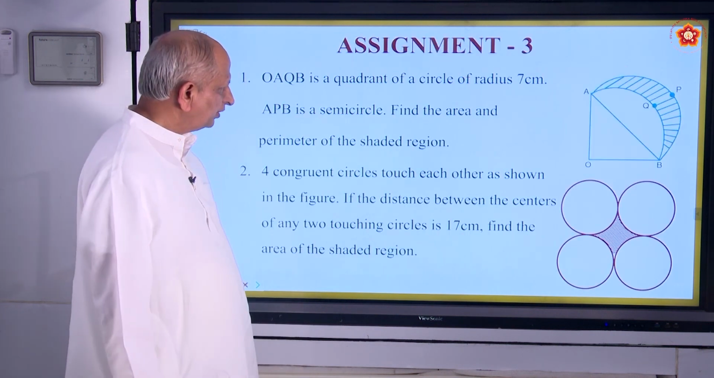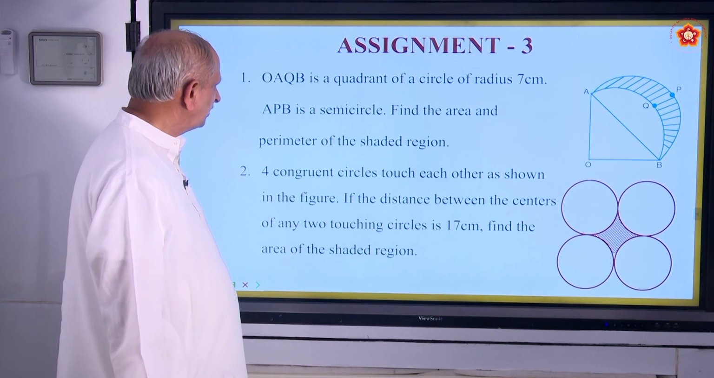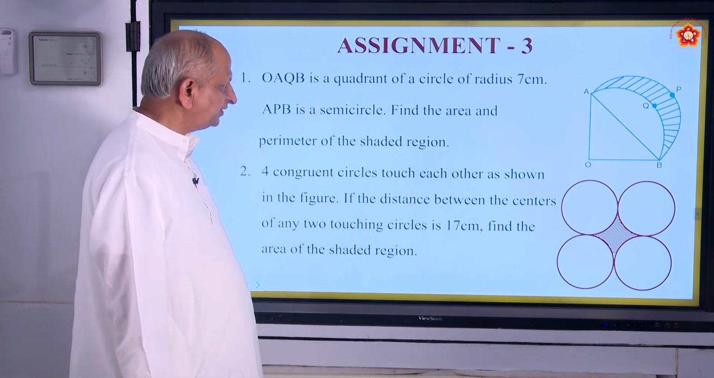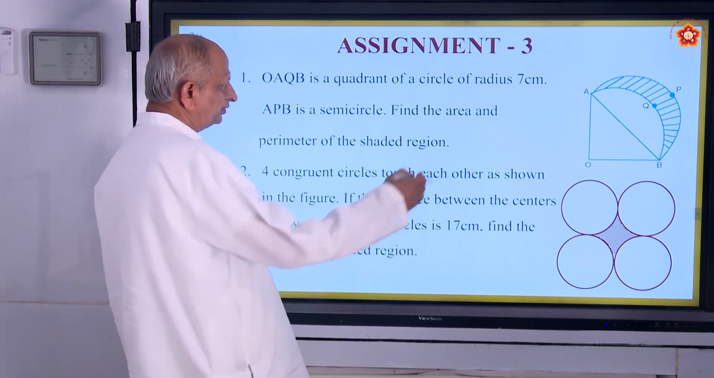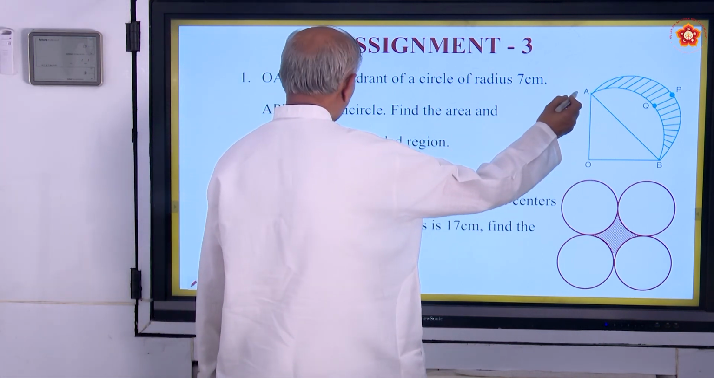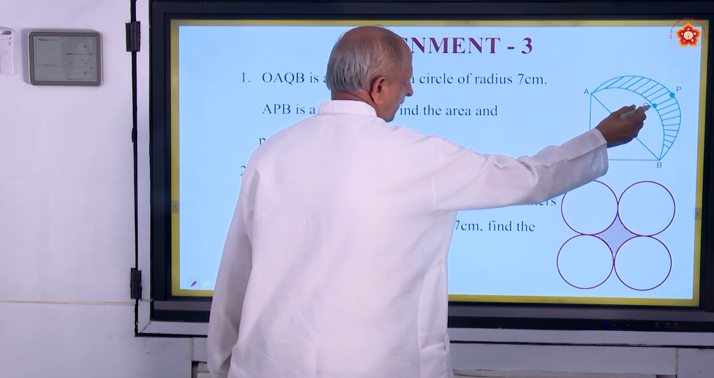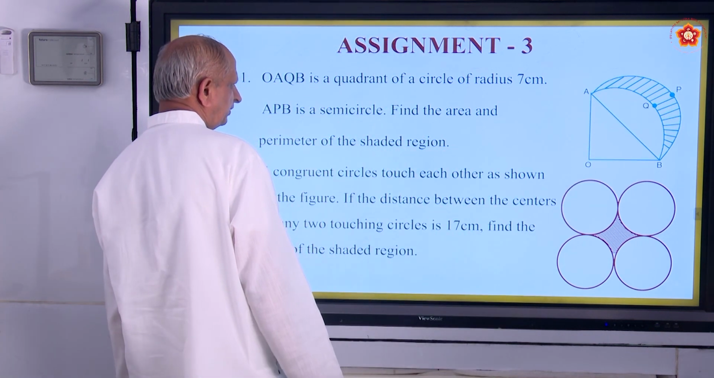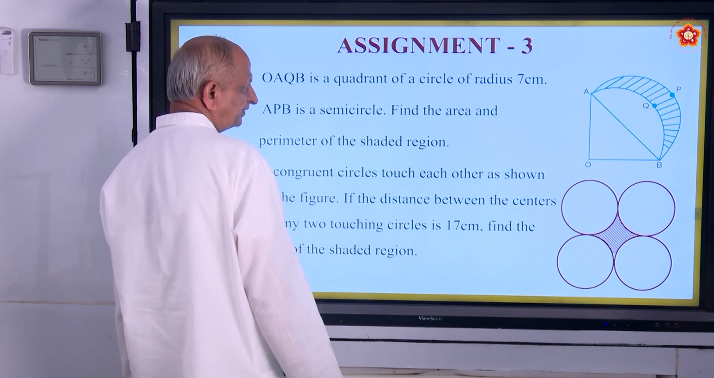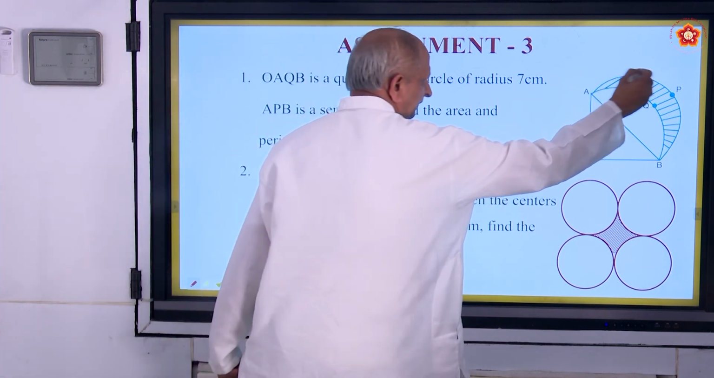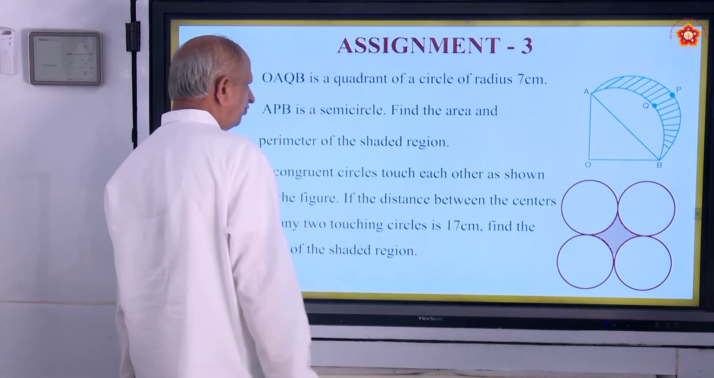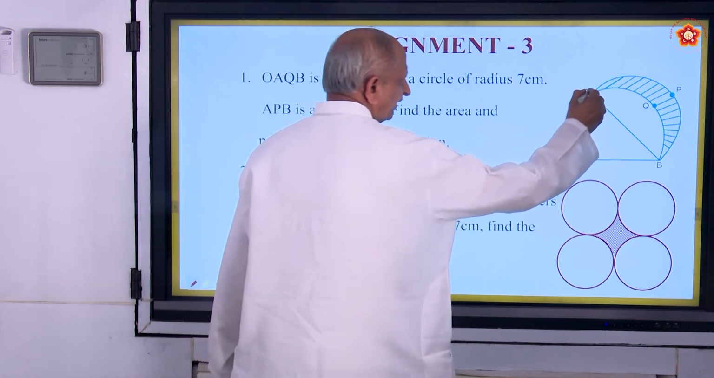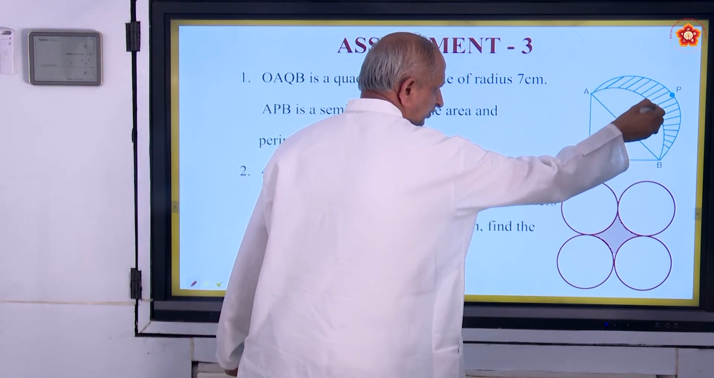Okay. So now home assignments. OAQB is a quadrant of a circle of radius 7 centimeters. So this is OAQB, the quadrant of a circle of radius 7 centimeters. APB is a semicircle. Find the area and perimeter of the shaded region. This is the shaded region. You have to find the area of this.